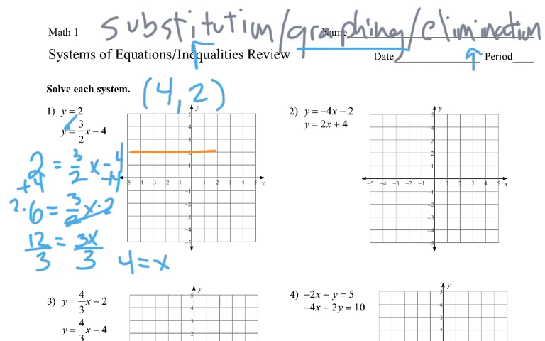Now, if I were to graph this, y equals 2 is a line right there. For this one, we'd start at -4, and then up 3 to the right 2. And we see that's the point, which would make sense, right? That's the point where they intersect, which again, that's the result we're looking for. Okay, so number 2, I'm going to try graphing that one first. So we start at -2, and then we're going down 4 to the right one, or up 4 to the left one. So something like that.